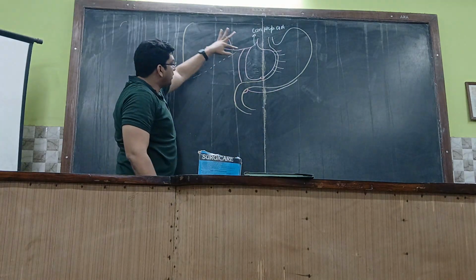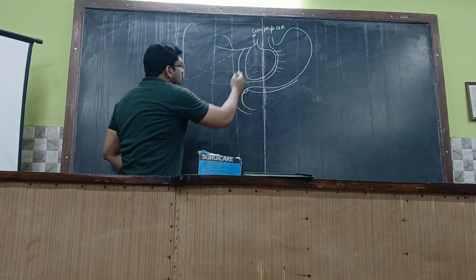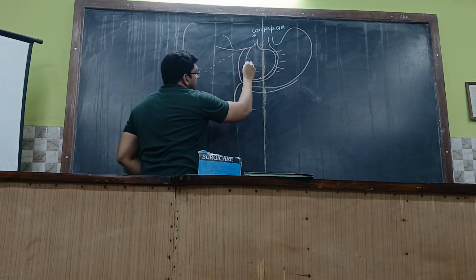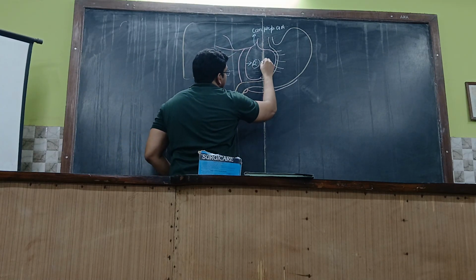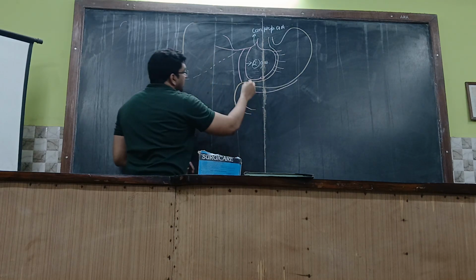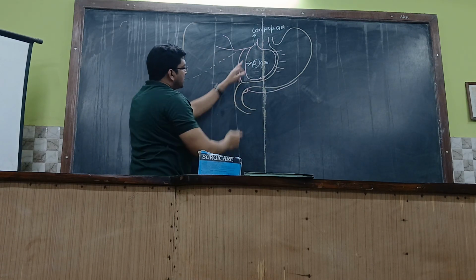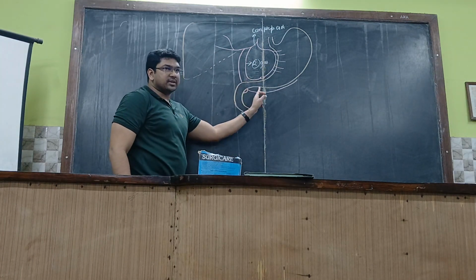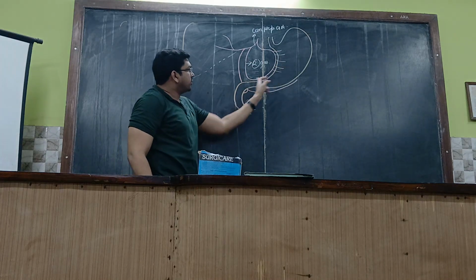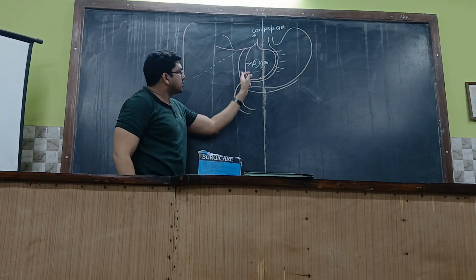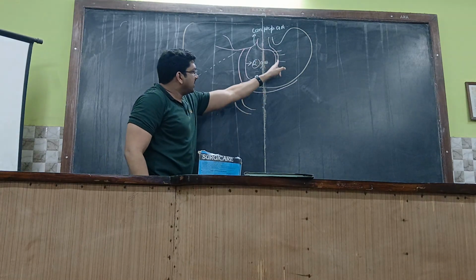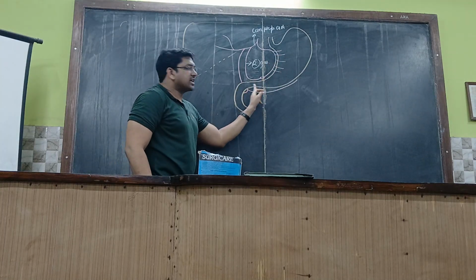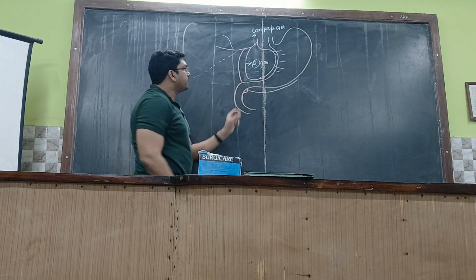Just before becoming the proper hepatic artery, it gives rise to the right gastric artery over here. This right gastric artery goes over the lesser curvature of the stomach and goes upwards. This goes downwards, this goes upwards in this manner. Both will anastomose at the level of the lesser curvature over here.